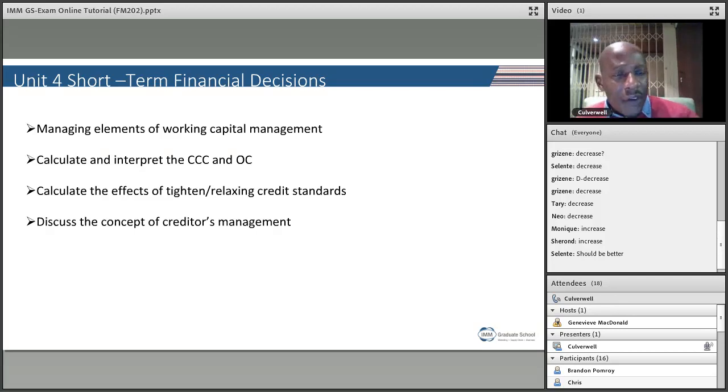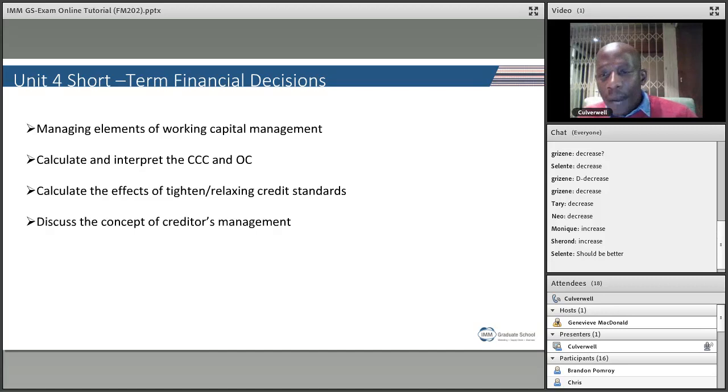And then calculate and interpret the cash conversion cycle. You will never write an exam without a question pertaining to the cash conversion cycle because it is so important in how a company would manage their working capital. It is calculated by saying average age of inventory, AAI, plus your average collection period, ACP, minus your average payment period.